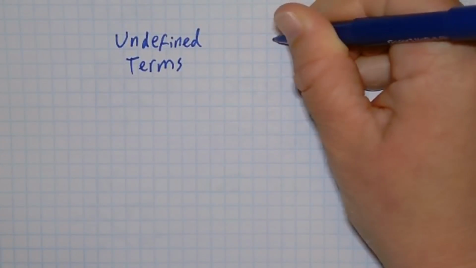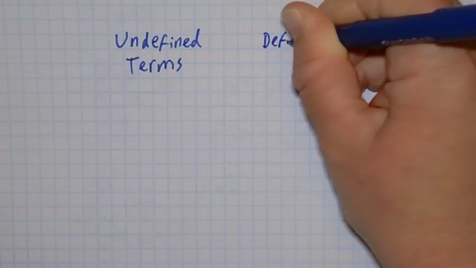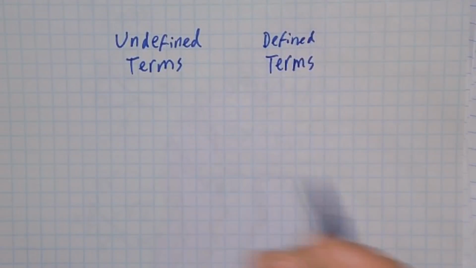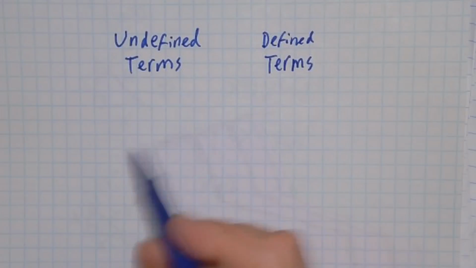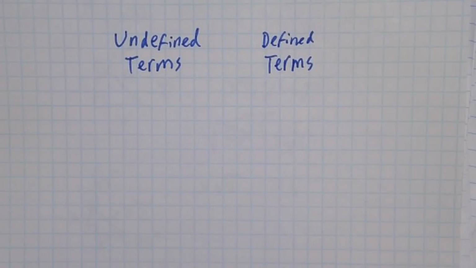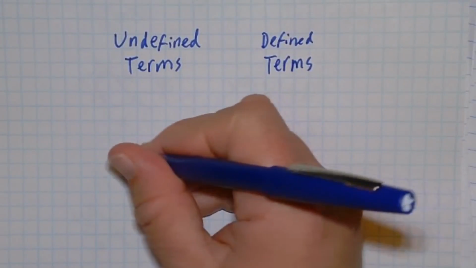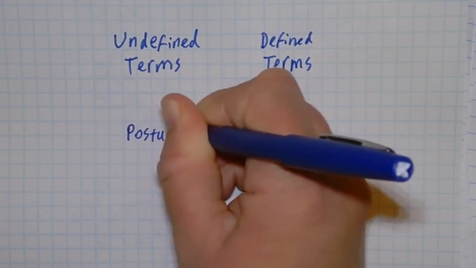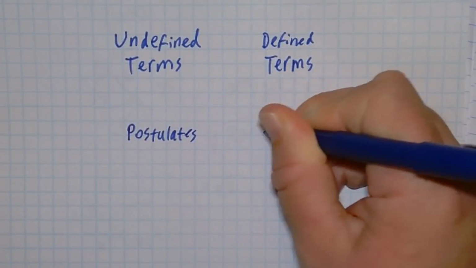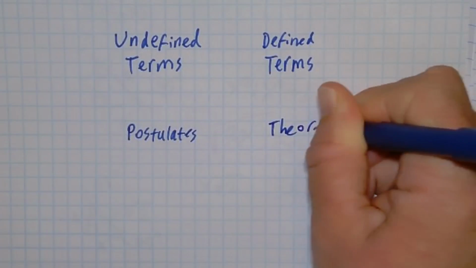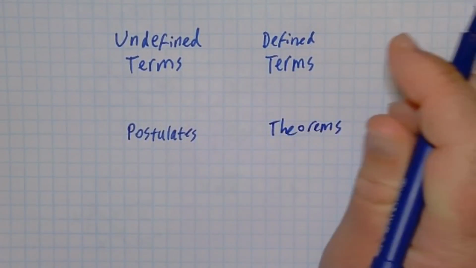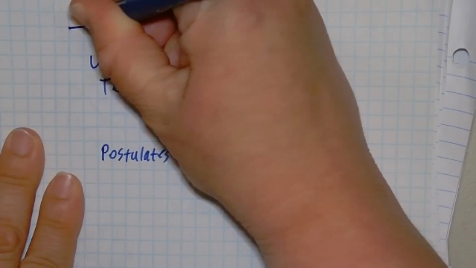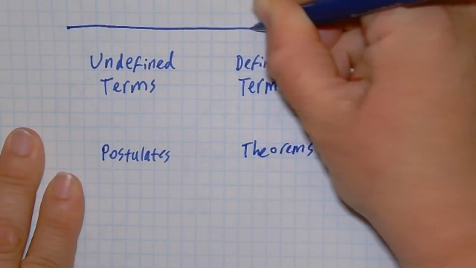And then next to them here, I'll write defined terms. And these two have a lot in common. They're both terms of some kind. They're both talking about vocabulary. And then down here, I'll write postulates and theorems. And I'm going to make this into a little table. And I've grouped these very intentionally because there are different ways that each of these relate to the things that they're next to.